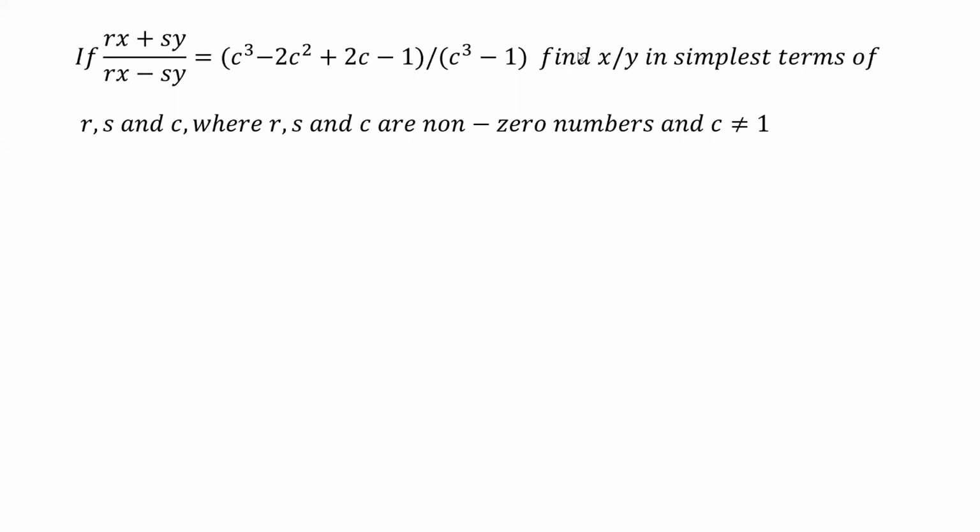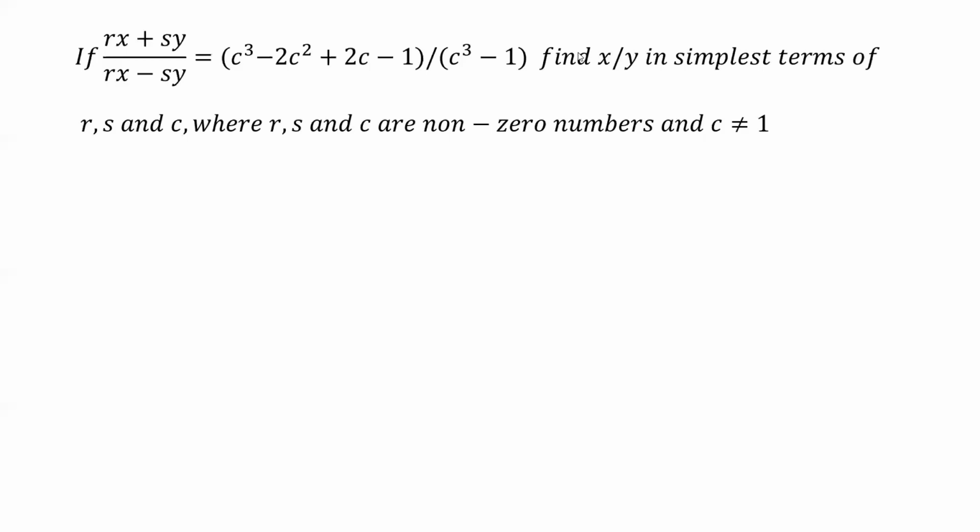If (rx + sy) divided by (rx − sy) is equal to (c³ − 2c² + 2c − 1) divided by (c³ − 1), find x by y in simplest terms of r, s and c, where r, s and c are non-zero numbers and c is unequal to 1.